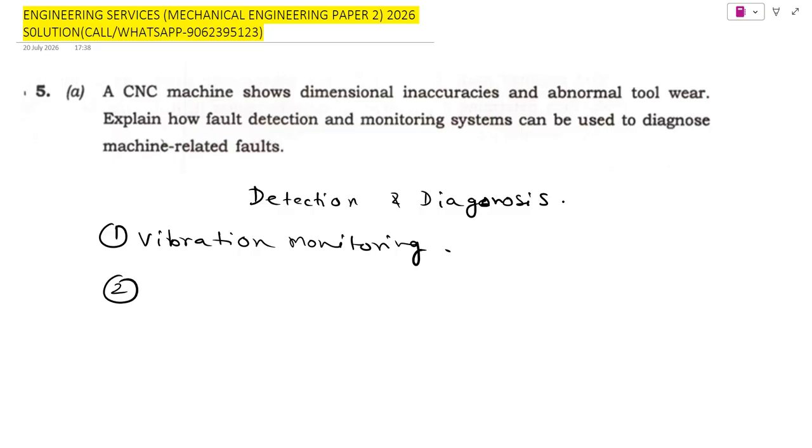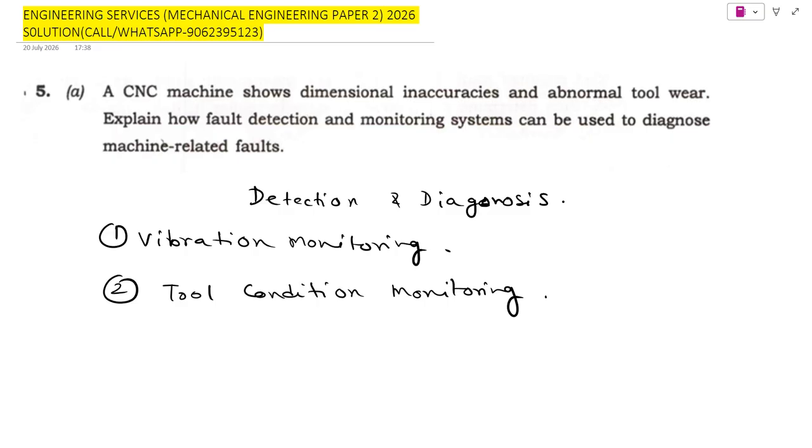Second is tool condition monitoring. Sensors monitor the cutting force, acoustic emission, and power consumption. And if these values suddenly increase, the system concludes tool wear, tool chipping, tool breakage. Okay, and the CNC controller can automatically stop machining before the damage occurs.